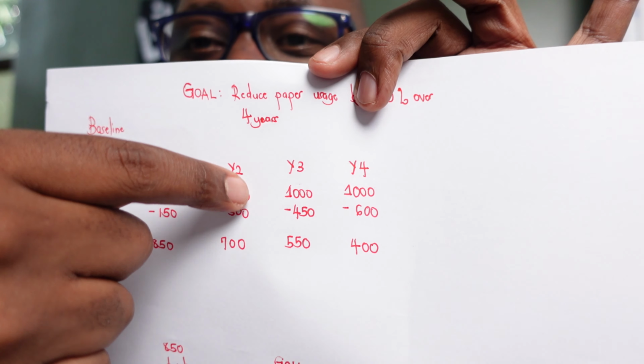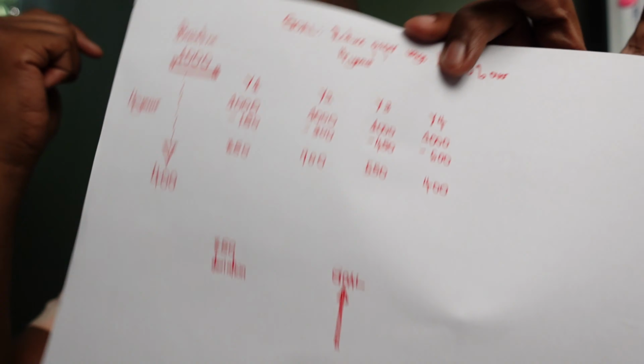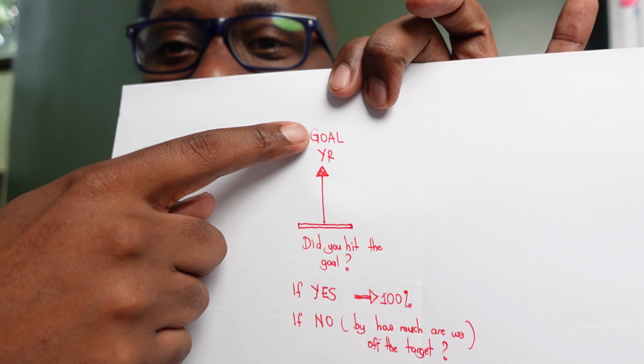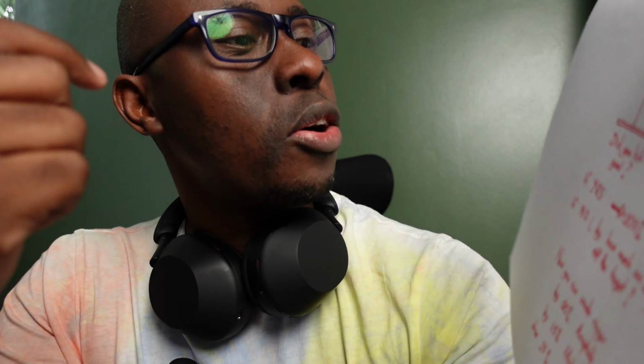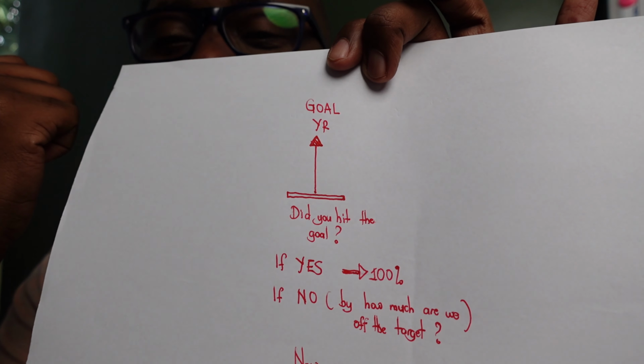All right, now we are back. We are back to see how to now measure ourselves. How far off the goal are we, or are we on the goal? Let's say we're in year 2 and we expected to reduce by 700. If I come to measure at year 2, the first question is, did you hit the goal? If it's a yes, you get full 100%.